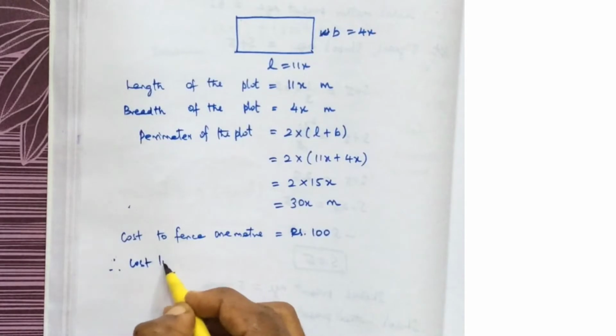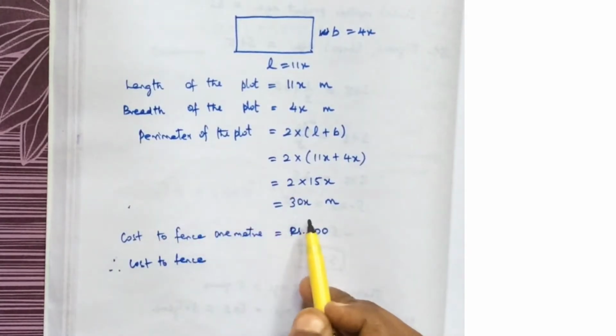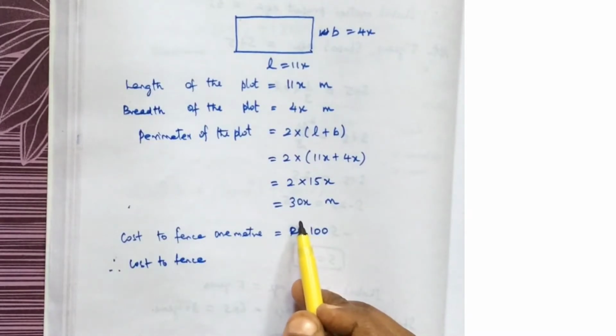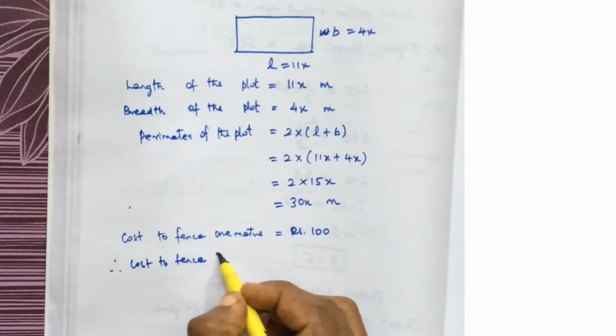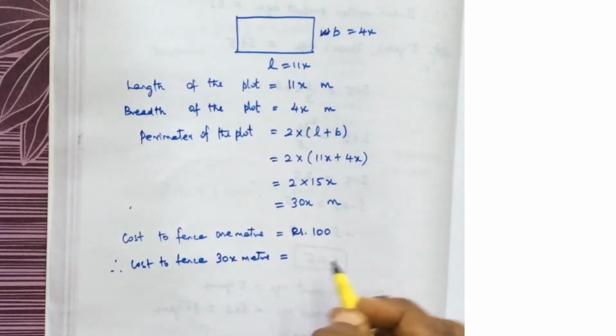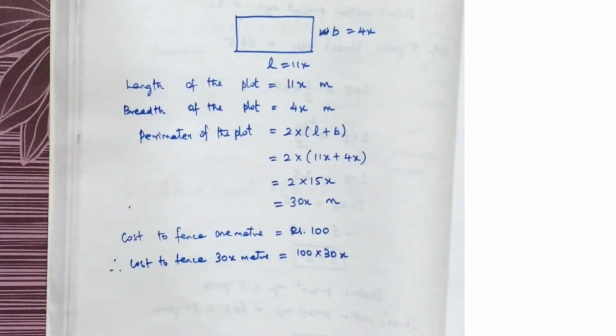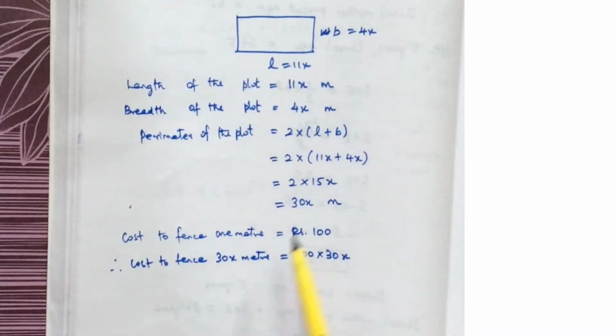The cost to fence, what is the total perimeter is 30x. So now what is the cost to fence 30x meter? That is equal to 100 multiplied by 30x. Okay, the cost to fence 1 meter is rupees 100. So the cost to fence 30x meter is 100 multiplied by 30x.